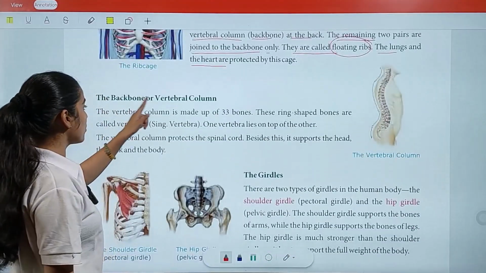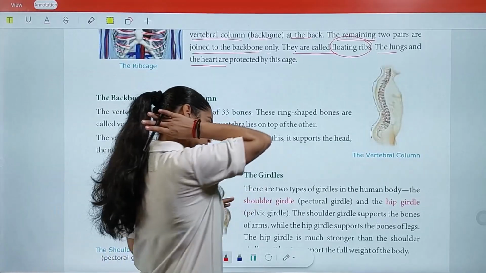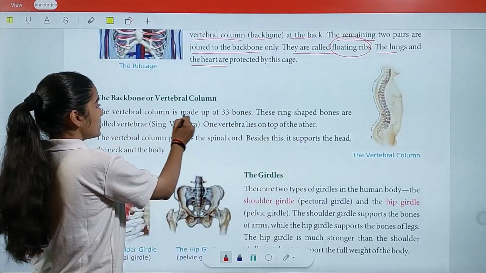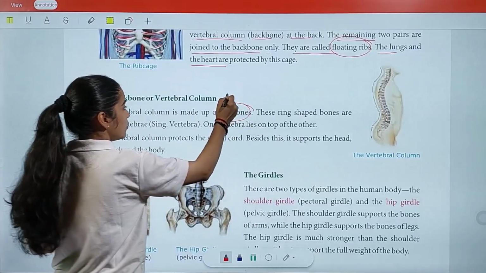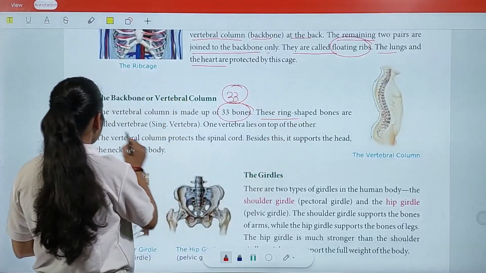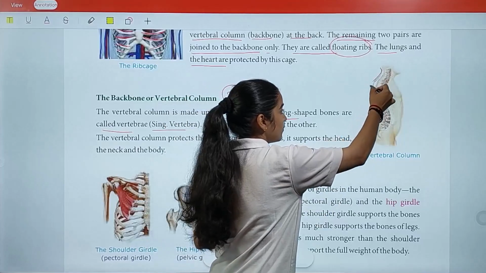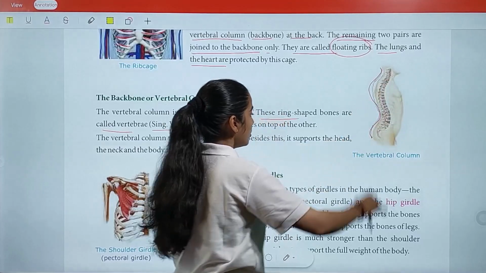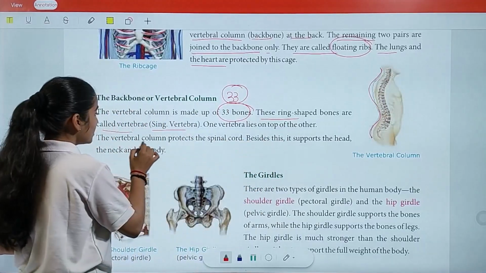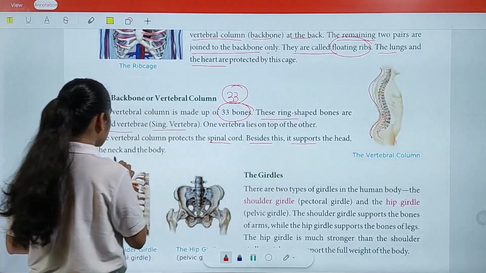Now we have the backbone, or vertebral column. The backbone and the vertebral column are the same. This is your backbone. You can touch and observe your backbone as well. The vertebral column is made up of 33 bones. How many bones do we have in our vertebral column? 33. These ring-shaped bones are called vertebrae, singular vertebra. One vertebra lies on top of the other. The vertebral column protects the spinal cord. Besides that, it supports the head, the neck, and the body.